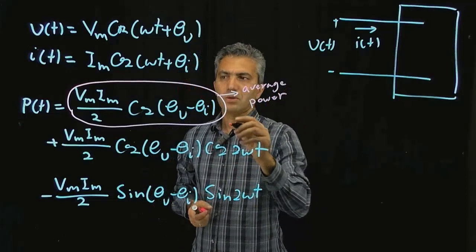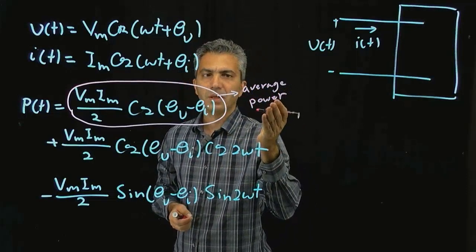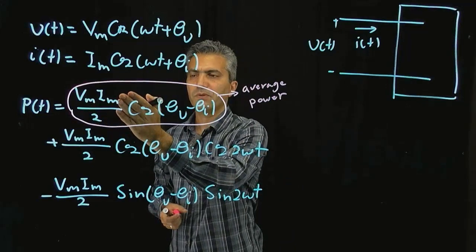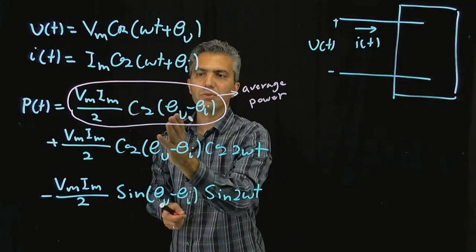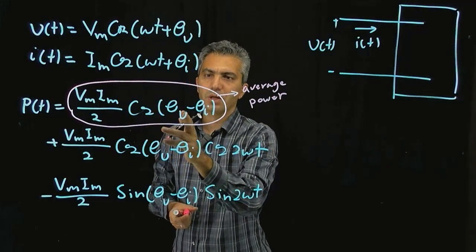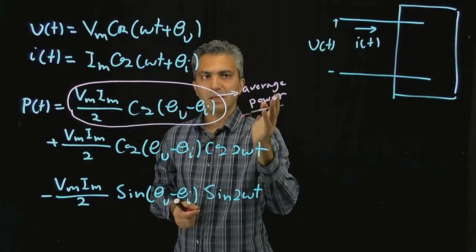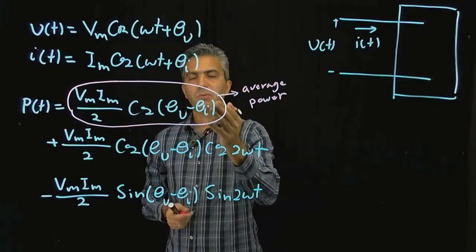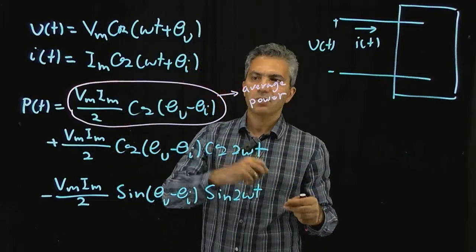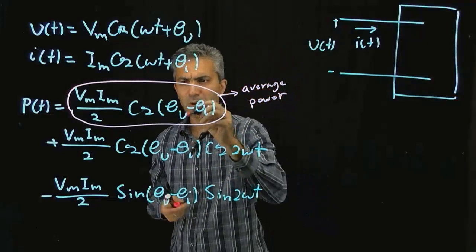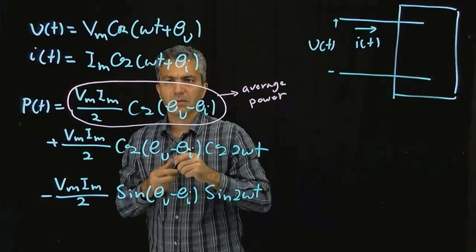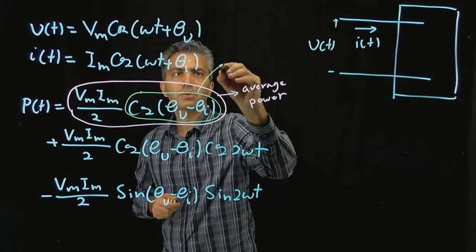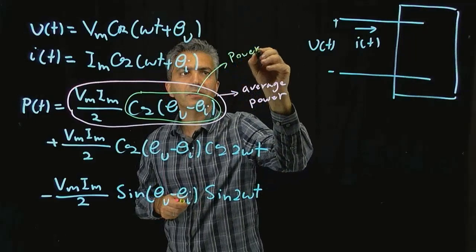Okay, so we take the maximum of the voltage, the maximum of the current, multiply them by each other, divide by 2, and then multiply that by the cosine of the phase difference, and that's the average power. In the case of the resistor, that was the average power that would be consumed and turned into heat, for example. Now, this cosine of the phase difference, we're going to call the power factor.